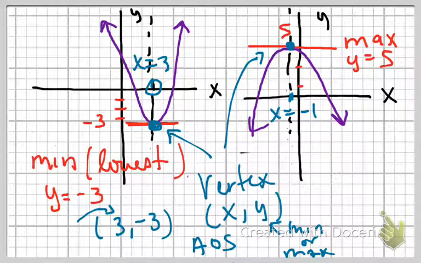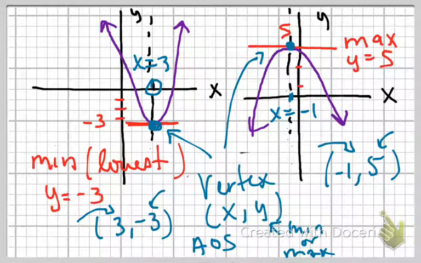In this case, if you look at this one, the vertex here is (3, -3). This represents the axis of symmetry, and this represents the min or the max. This vertex over here is (-1, 5), where this is the axis of symmetry and this is the min or the max, depending on what you're asking for.